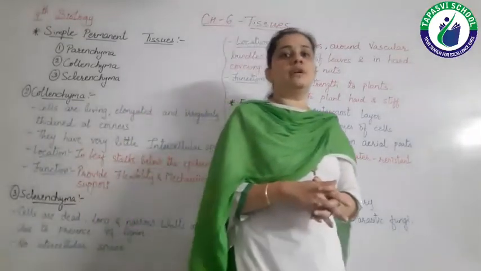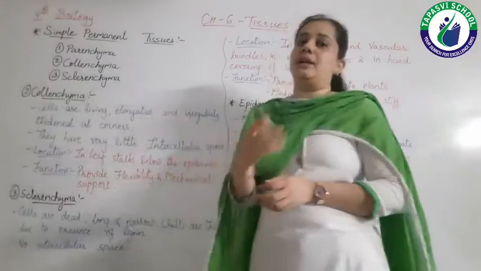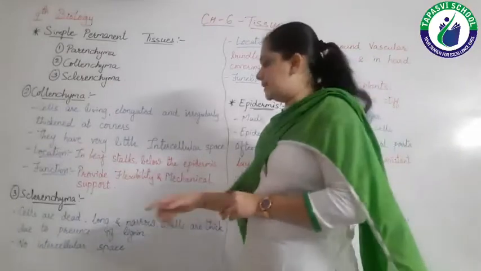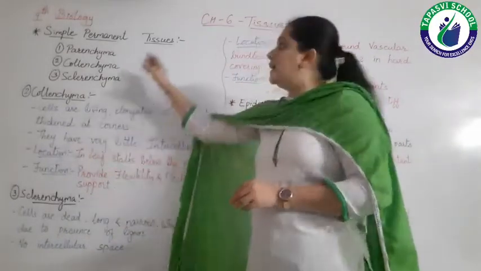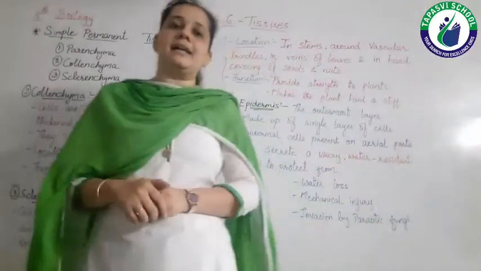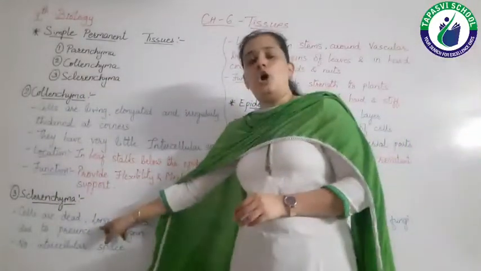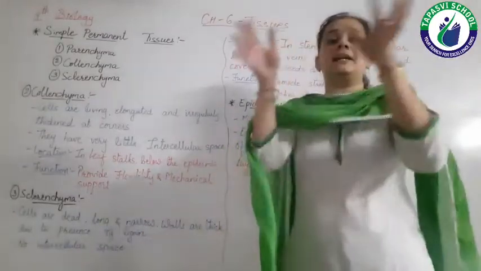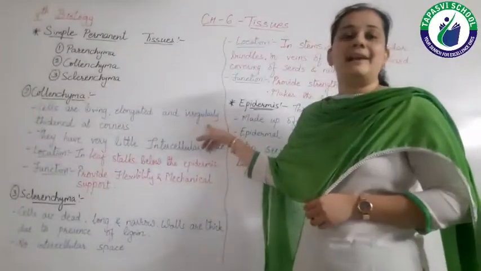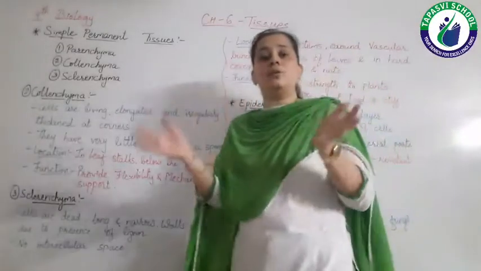Now let's move towards our next tissue, that is sclerenchyma. So it is also a type of simple permanent tissue. Okay, here the cells are dead. Okay, in parenchyma and collenchyma the cells were living, but in sclerenchyma the cells are dead. Okay, the shape of the cell is long and narrow. They are thickened regularly. If you remember, we studied that in collenchyma they are irregularly thickened only at the corners, but here the cells are thickened regularly.